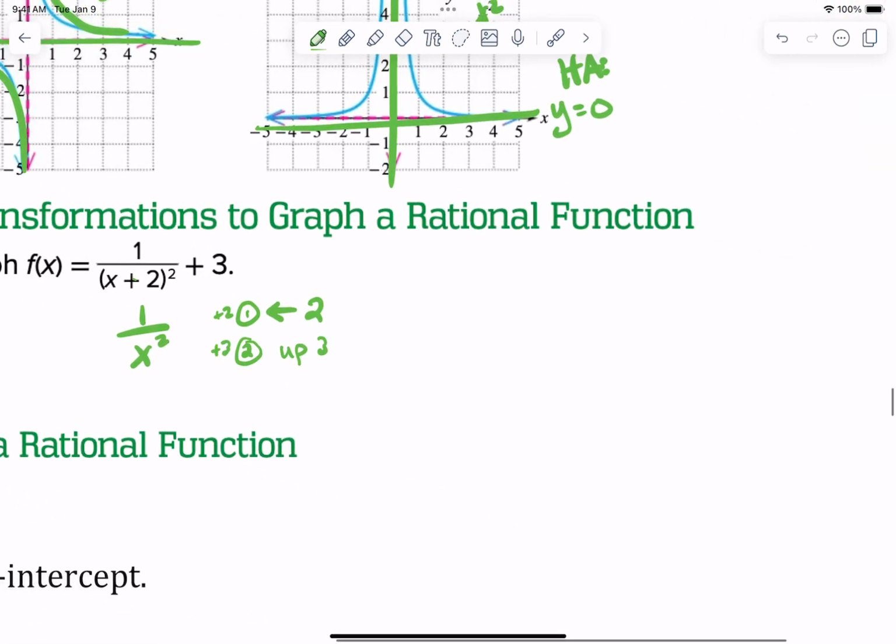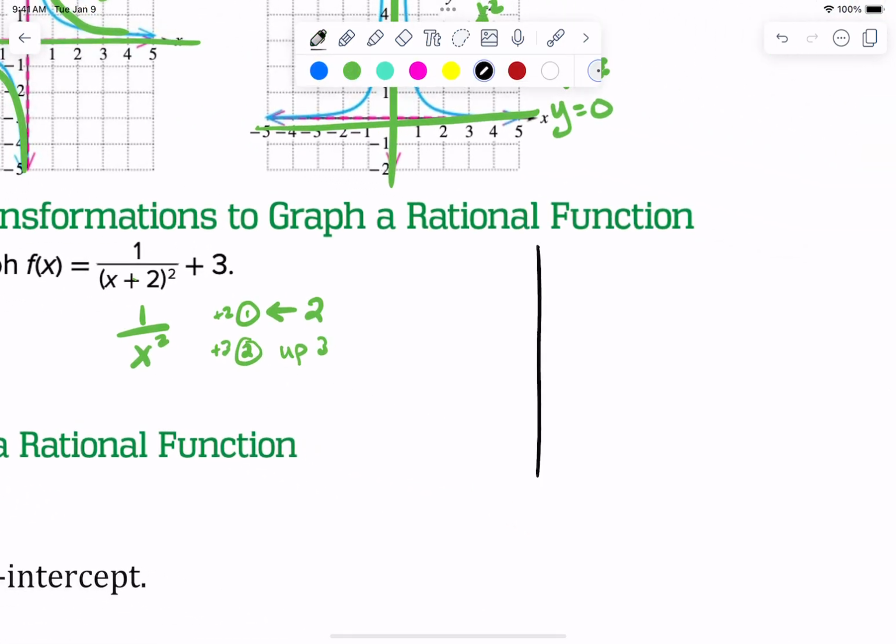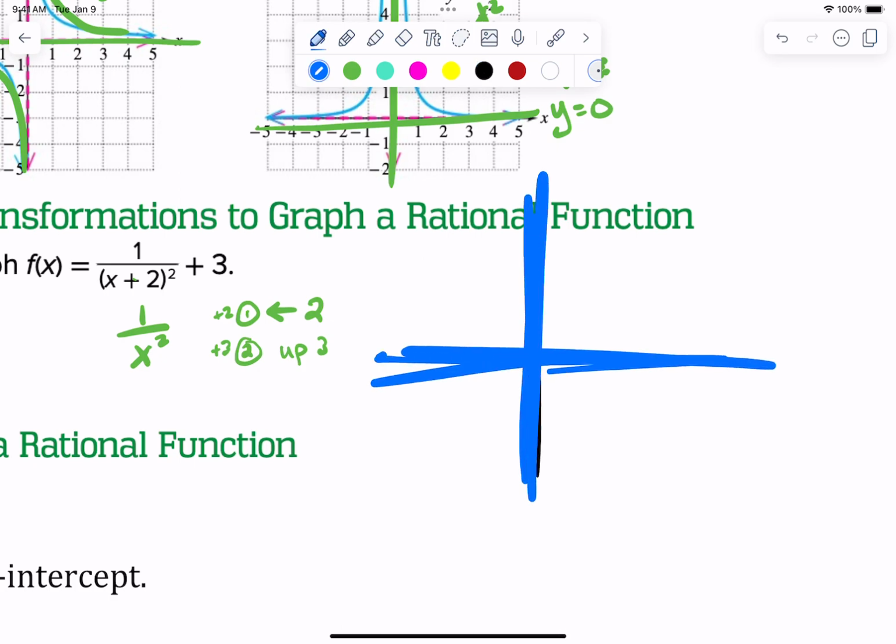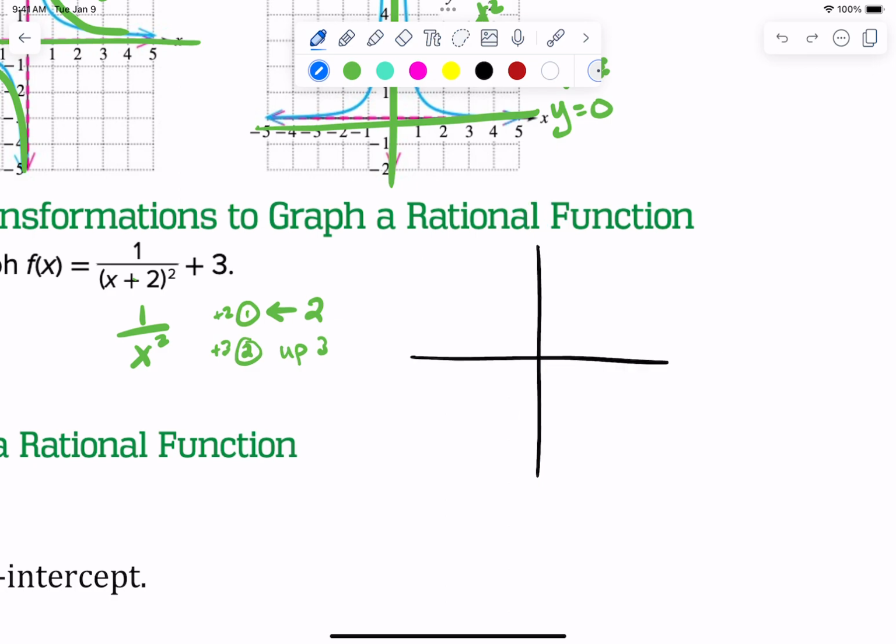When I go to graph it, I'm going to start with my graph. Normally the VA and HA are here and here at 0, right? That's where my VA and HA are, at 0, 0, right? Now I'm going to go left 2, and I'm going to go up 3, and there's where my VA and HA are going to intersect. You see what I just did? No, I only went up 2. Left 2, up 3.